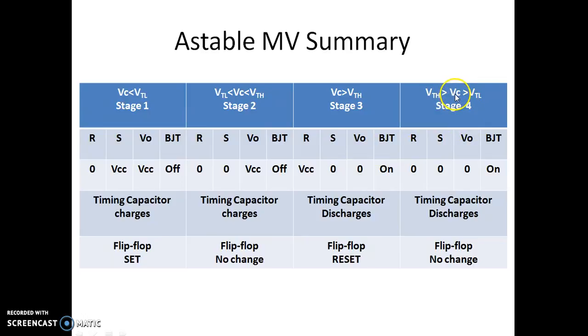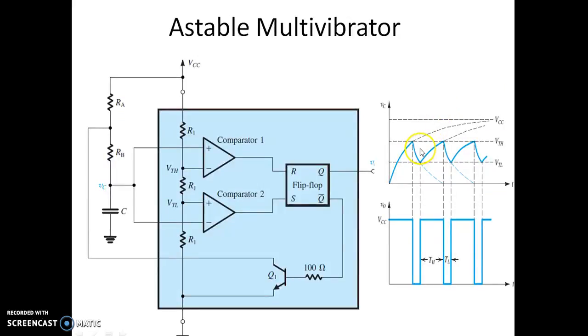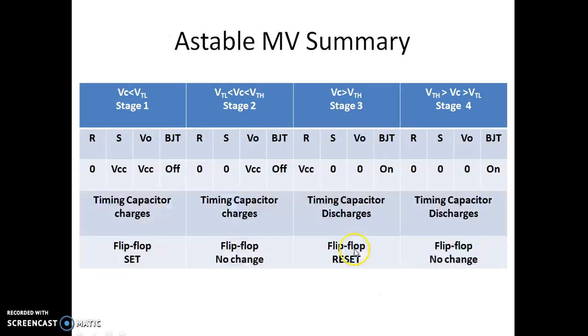whenever the VC goes less than VTL, I can see this fourth stage corresponds to the capacitor voltage where it is less than VTH. This is actually the fourth stage of the capacitor voltage. Now the capacitor voltage is between VTH and VTL. During that time, this remains in the 0 state. The output is in the off state because the transistor is on. As long as the transistor is on, the capacitor keeps on discharging. As soon as the capacitor voltage goes below VTL, the output again goes high.